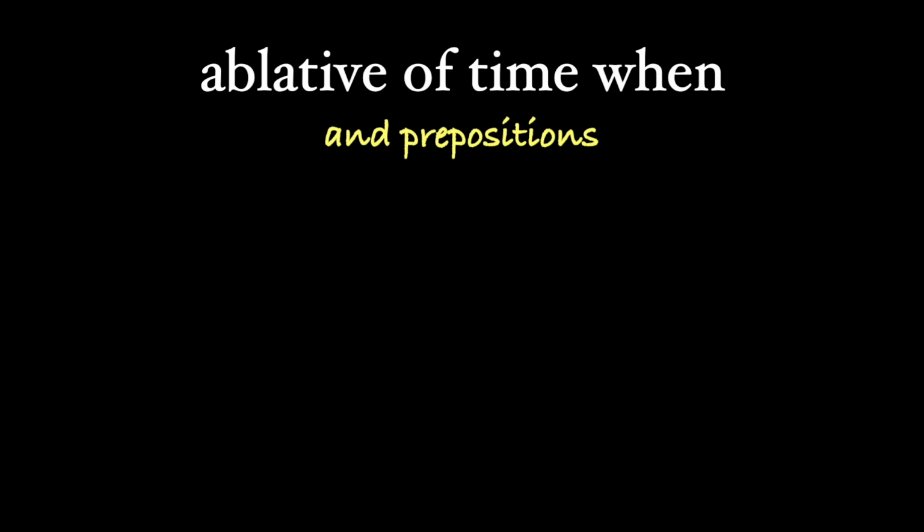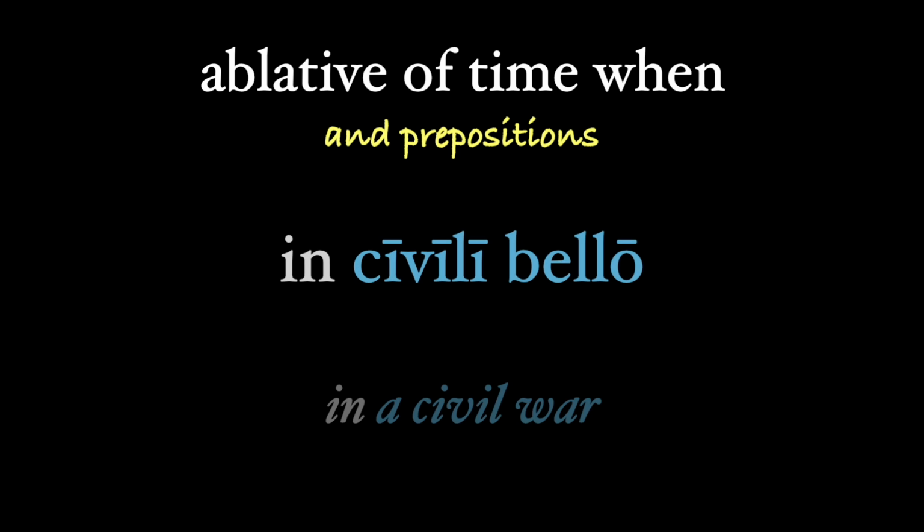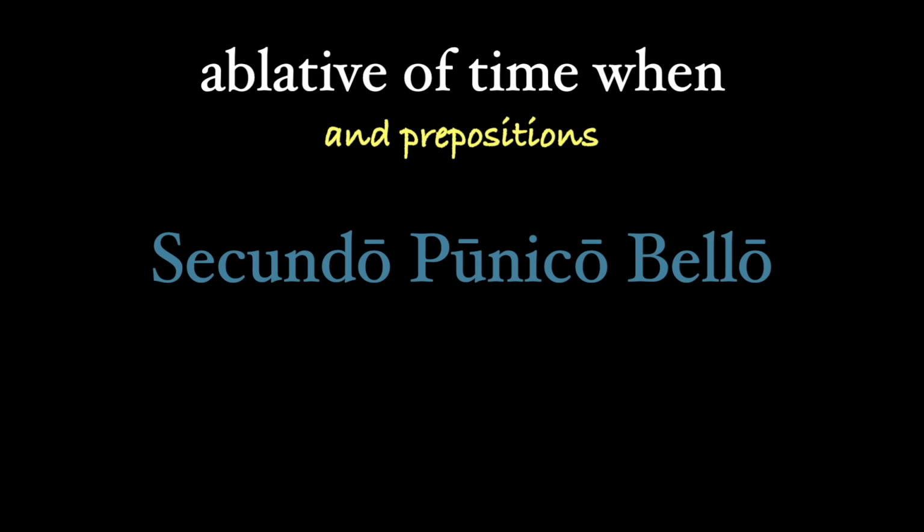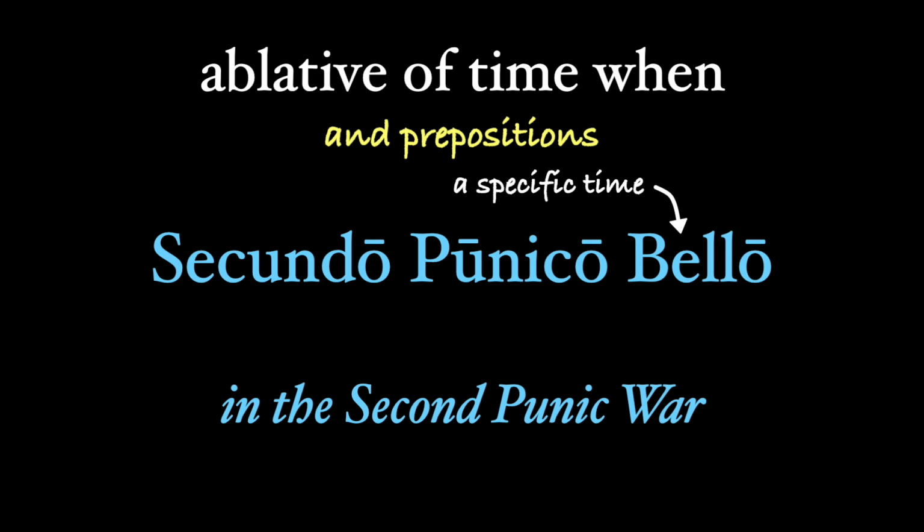Words talking about situation use a preposition, so in civili bello, in a civil war, since the war itself is a general situation. But if we're talking about specific time of war, the preposition goes away, as in secundo punico bello, in the 2nd Punic War.